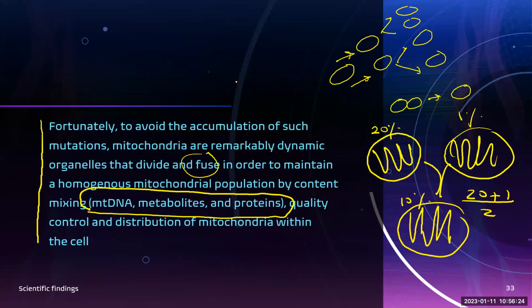Fortunately, to avoid the accumulation of such mutations, mitochondria are remarkably dynamic organelles that divide and fuse in order to maintain a homogeneous mitochondrial population by content mixing, mitochondrial DNA and metabolic proteins, quality control and distribution of mitochondria within the cells. Now, one mechanism is there. Mitochondria can replicate. A cell can't replicate, but mitochondria can replicate, right? So the neuron can't replicate, but mitochondria can replicate.